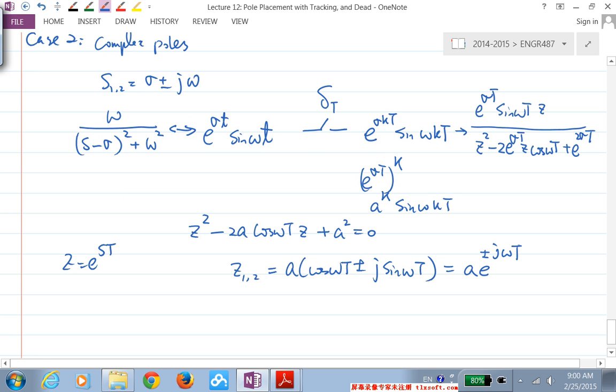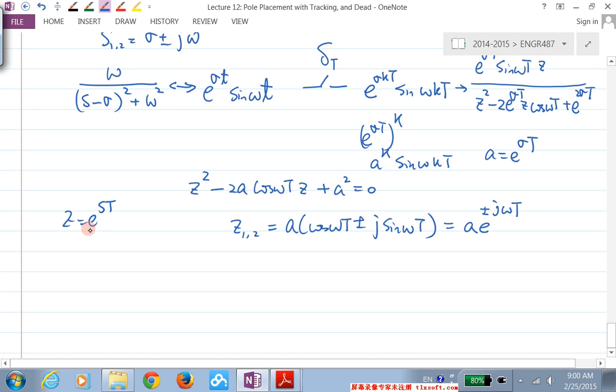What's a again? The a is e to the power sigma T. If I do the same thing from here, let's see if I can do a quick verification: s is sigma plus j omega, times T. So what does that give us? It's the same thing.